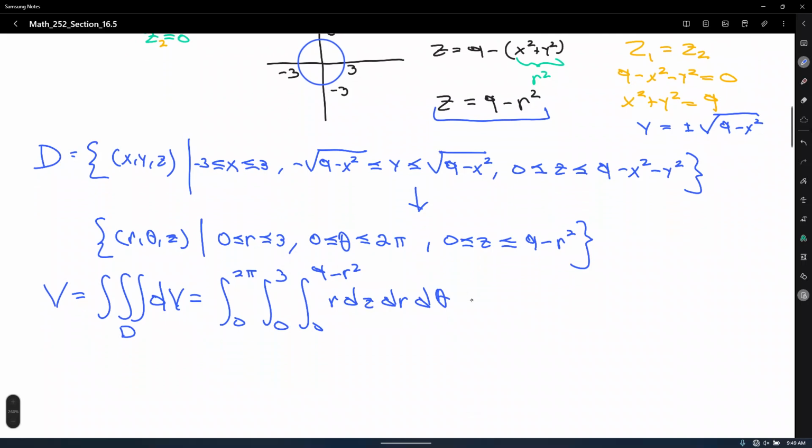Integrate with respect to z. That means the integral from 0 to 2 pi and from 0 to 3 of rz evaluated between 0 and 9 minus r squared, and don't forget the dr d theta. All right.